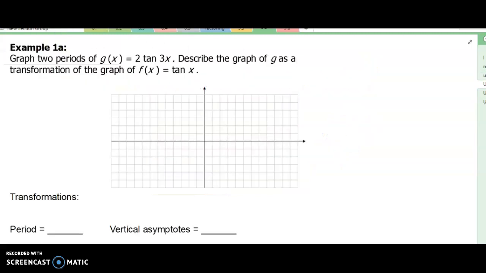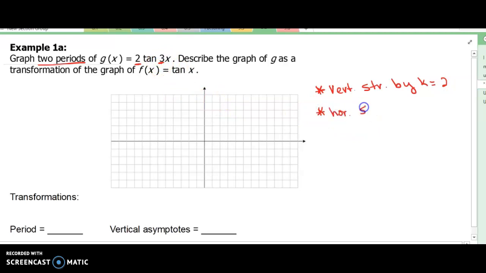All right, so let's look at example 1A. It says graph two periods, so I'm not going to graph all the way across. I only need to graph two periods of g of x equals 2 times tangent of 3x. Describe the graph of g as a transformation. Let's do that first. As a transformation, this 2 tells us we have a vertical stretch by a scale factor of 2. And this 3 says we have a horizontal shrink by a scale factor of 1/3.